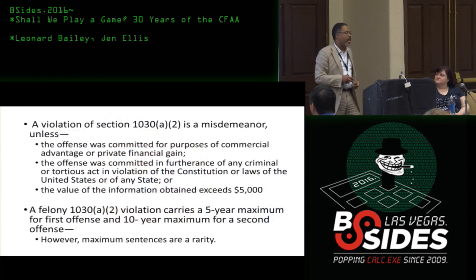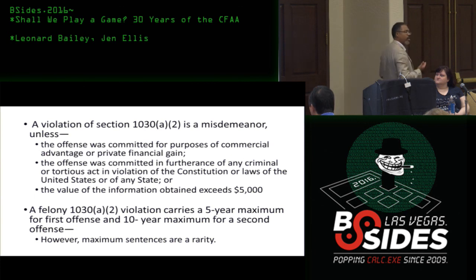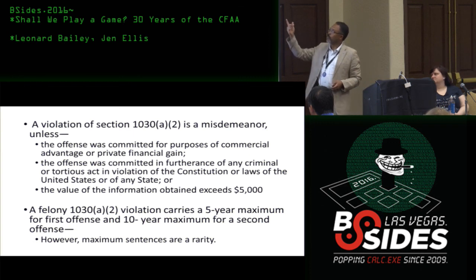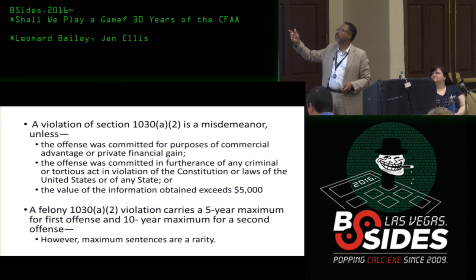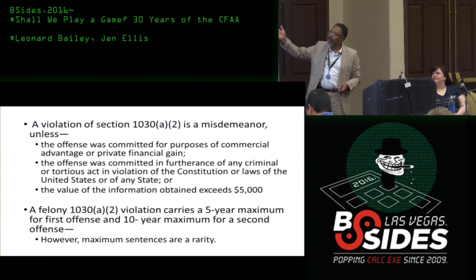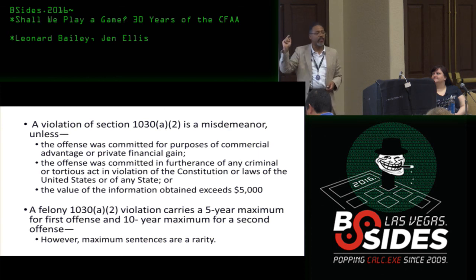Now, to your point, yes, there is a felony and a misdemeanor violation of 1030(a)(2). It is a misdemeanor unless you have one of these aggravating factors. One, the offense was committed for purposes of commercial advantage or private financial gain. Two, it was committed in furtherance of any criminal or tortious act. Or three, the value of the information obtained exceeds $5,000.